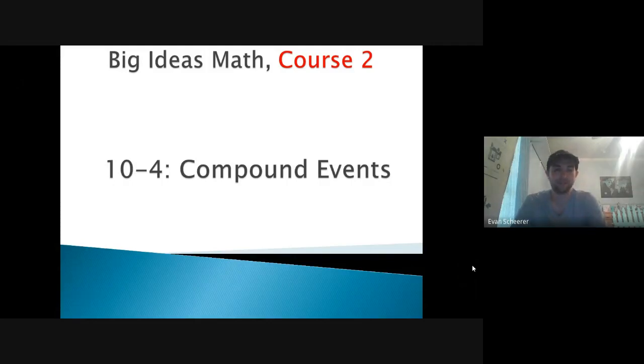So we know what an event is, right? If the experiment is rolling the die, the event is rolling a 3 or rolling evens or rolling odds or rolling not a 4 or less than 3, right? The event is specific, but compound events just means multiple events. So now we are going to be doing more than one event.